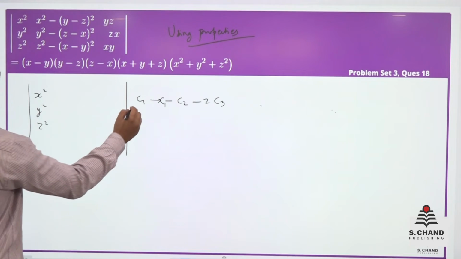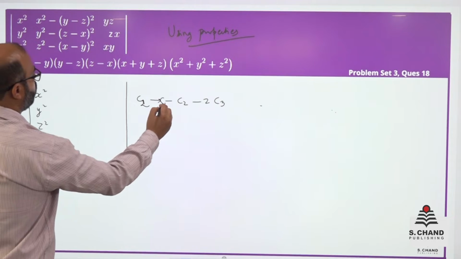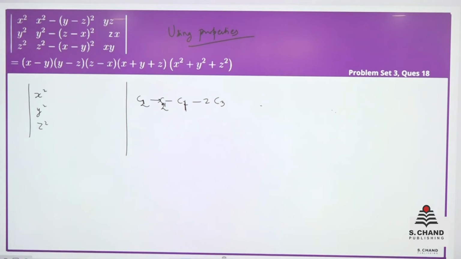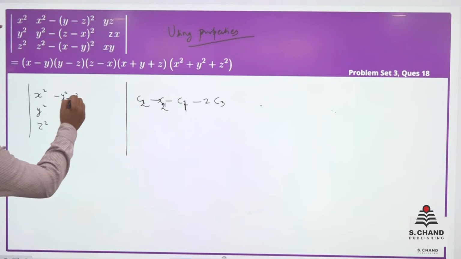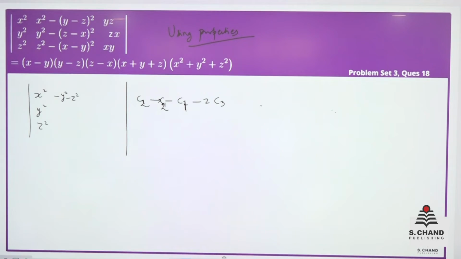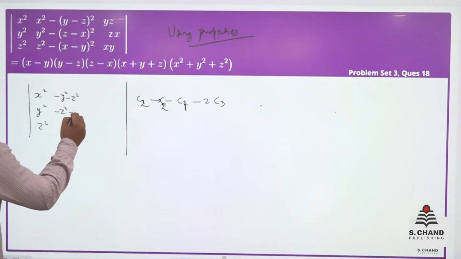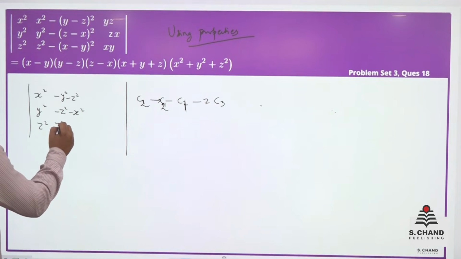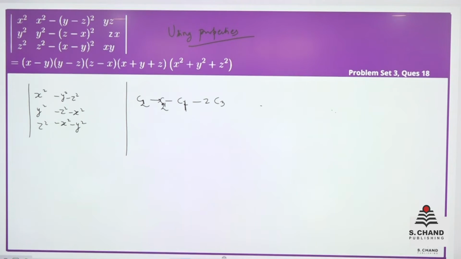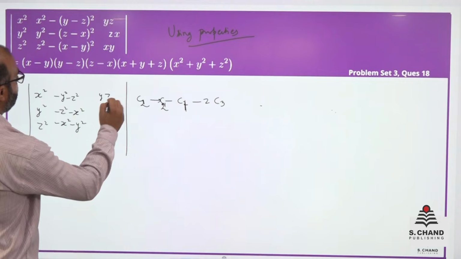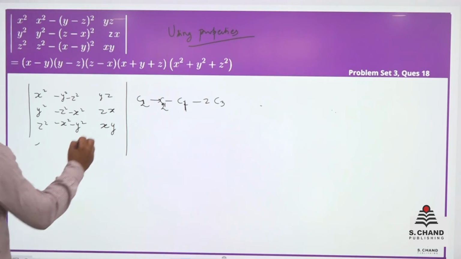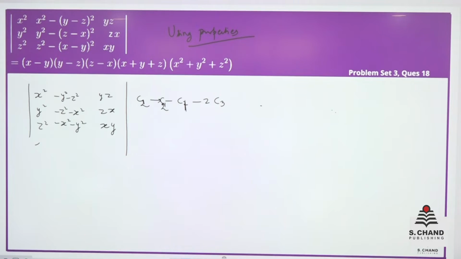C1, C2 as C2 minus C1 minus 2 C3. So C2 minus C1, so minus y square minus z square minus 2 C3 minus z square minus x square minus x square minus y square. And this will be yz, zx, xy. So this is how we have simplified it now.